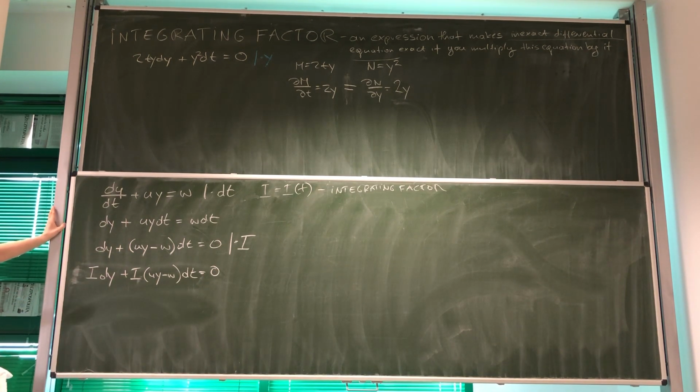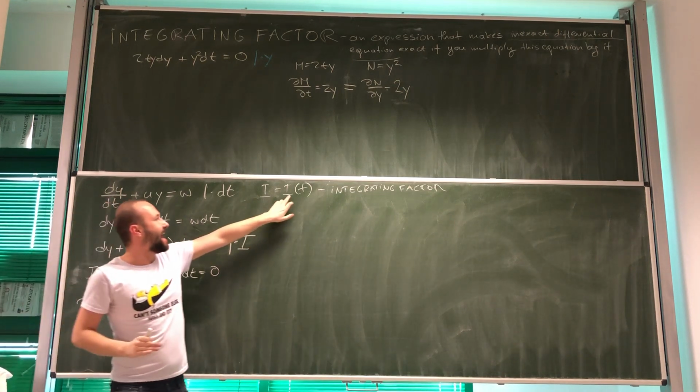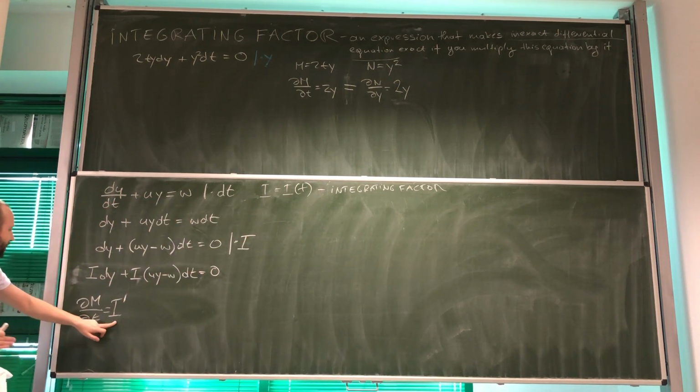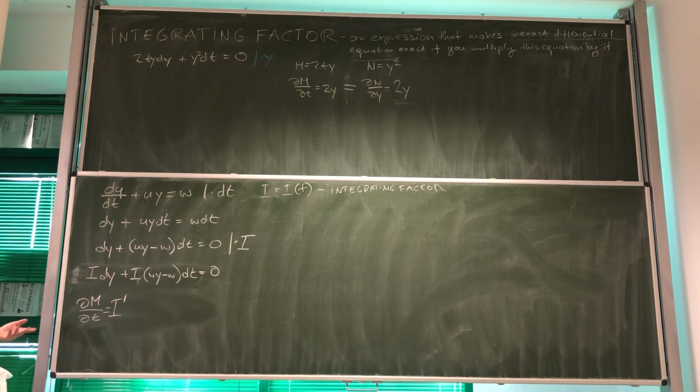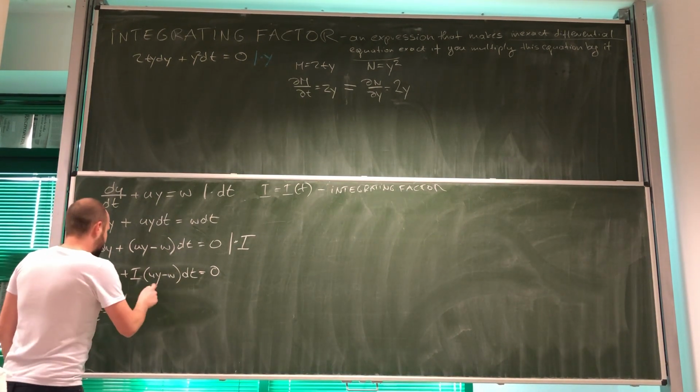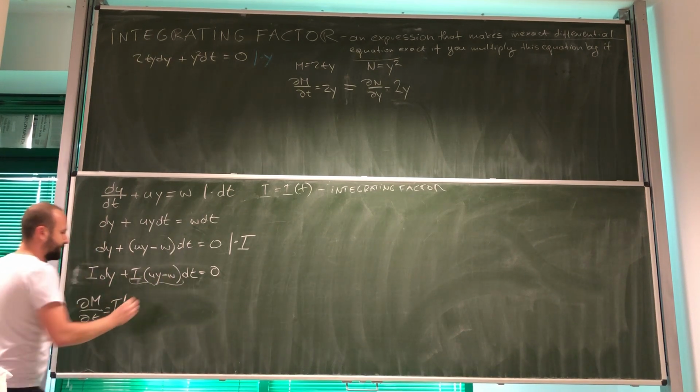Okay, and look, now let's perform the exact next test once again. So we get that dm, which is now our M, dt is equal to I prime. Because we just said that I is a function of time, and the only thing in our M is I, the only thing we are getting is the first derivative with respect to time, which we can denote as I prime. Now, our N is this whole thing.